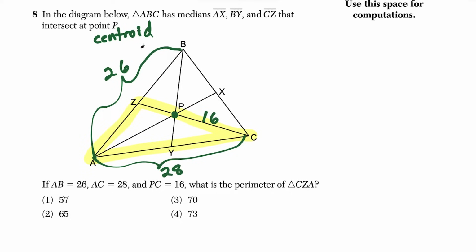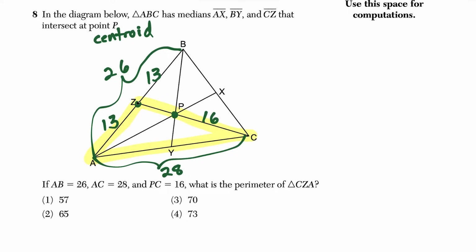So one thing to know is a median goes from the vertex of a triangle to the midpoint of the opposite side. So what that tells us is that this point here, Z, is the midpoint of AB. So it breaks AB into two equal segments. So I could take 26 and divide it by 2, and I could say that each of these pieces here are 13 units long. So that tells us the length of AZ.